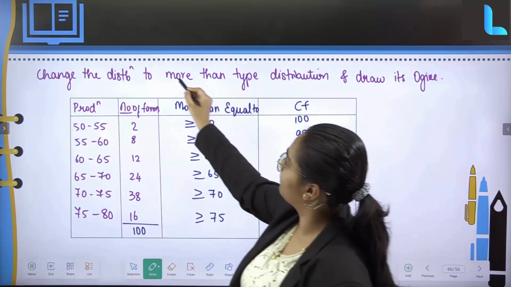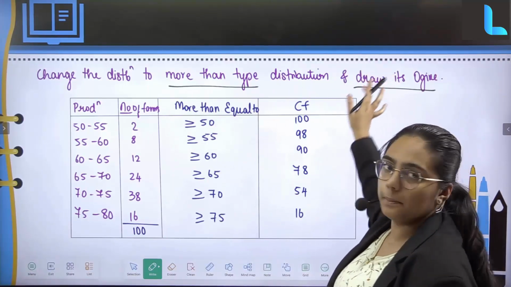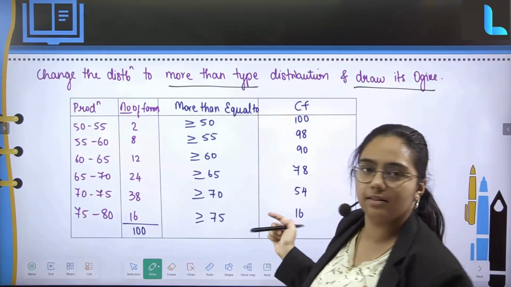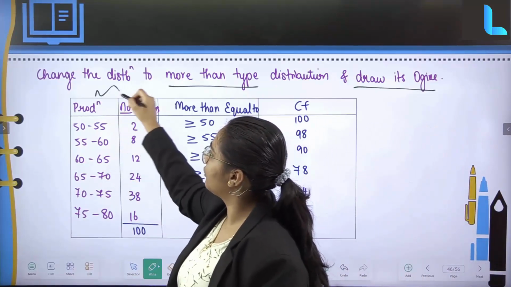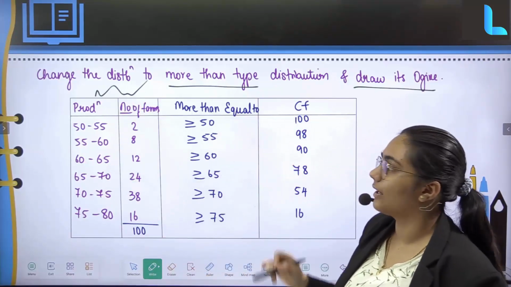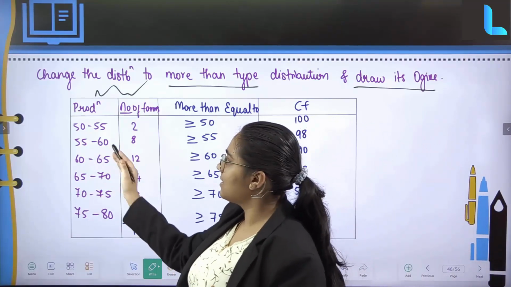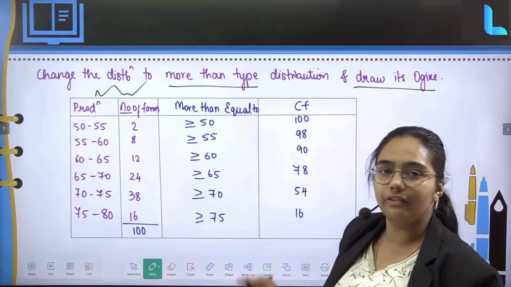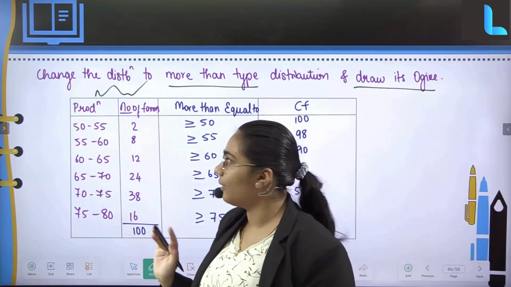Right. Next question: change the distribution to more than type, and you also have to draw its ogive. First let's forget about the drawing and construction part. We'll just see how to draw this distribution in a chart. These are the two pieces of information given: production and number of farms. The class intervals are 50 to 55, 55 to 60, 60 to 65, and so on till 75 to 80.